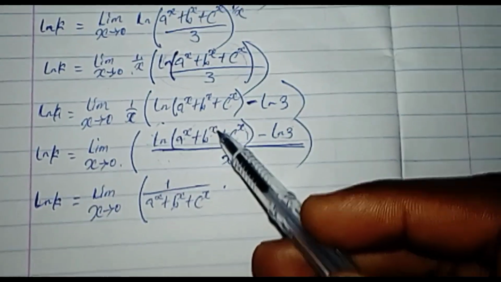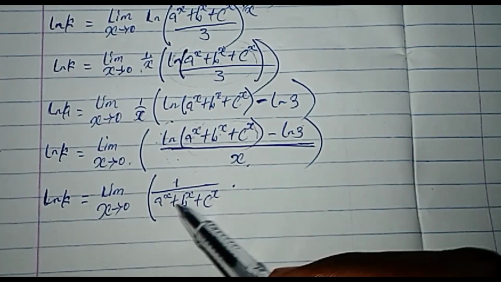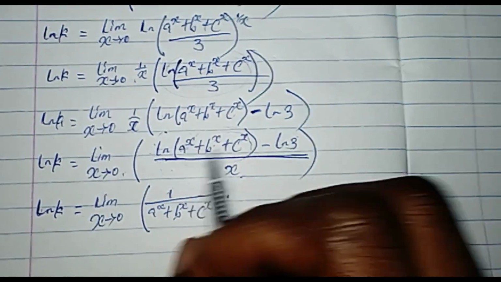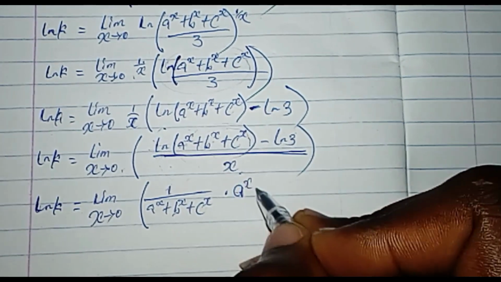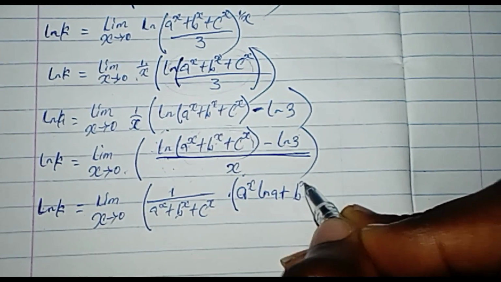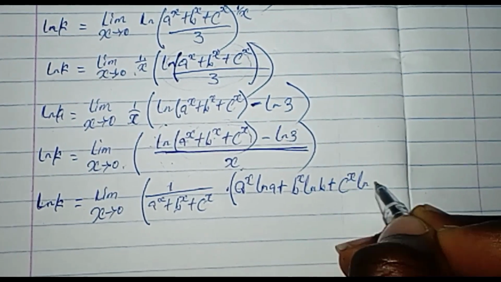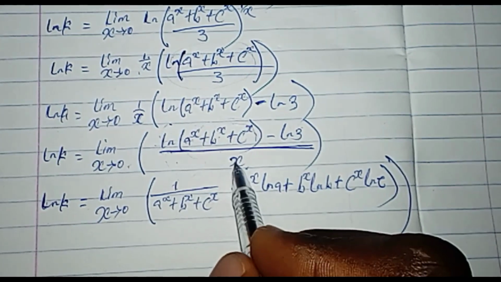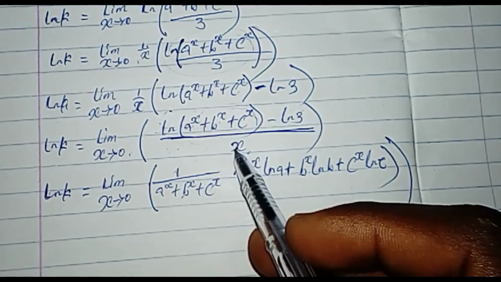When you differentiate ln p, you have 1 over p, right? So that is 1 over this stuff here. But according to the chain rule, we multiply by the differentiation of the input as well. So differentiating this, we would have a to the x ln a plus b to the x ln b plus c to the x ln c. You do that in your own time. So this is what we got, and for the denominator, differentiating x, we have 1. So this is 0 already, so we don't need to write it, and this is 1, we also don't need to write it.